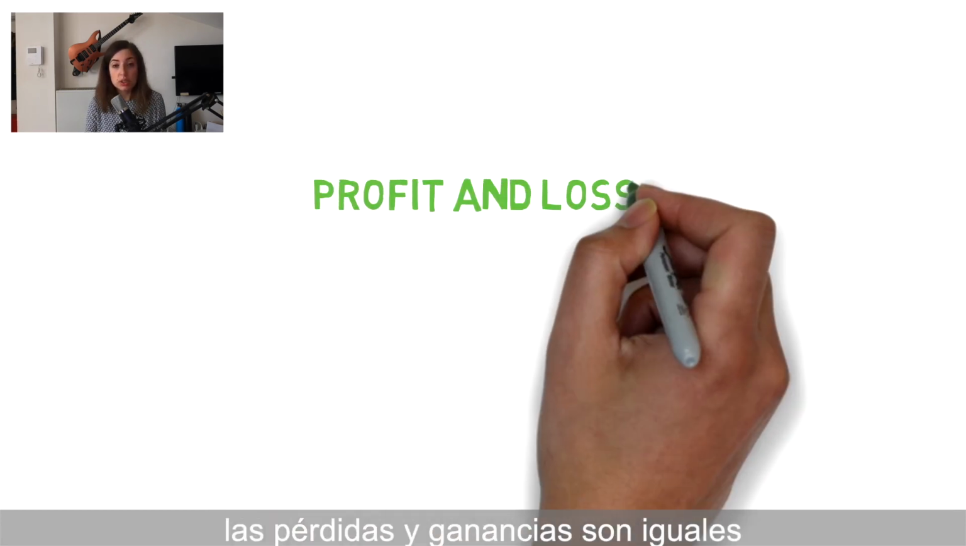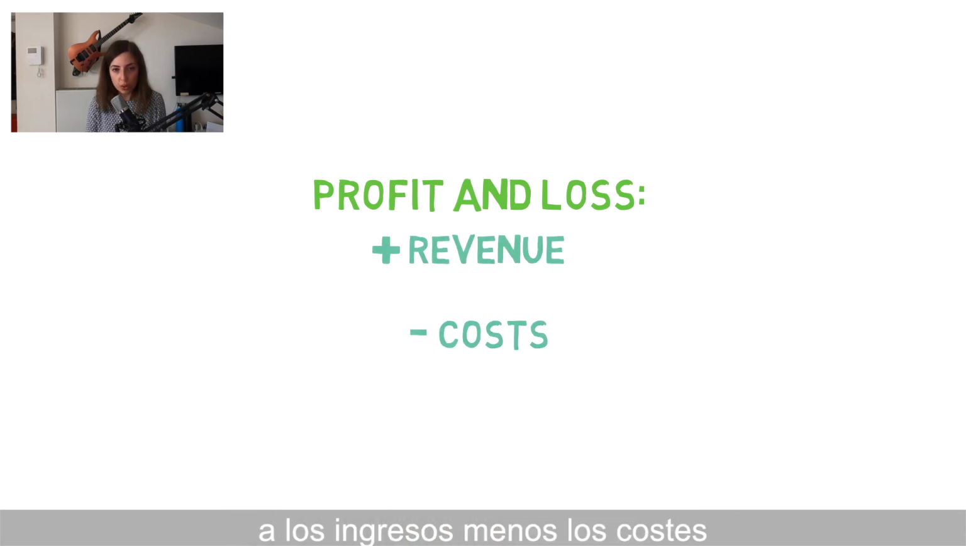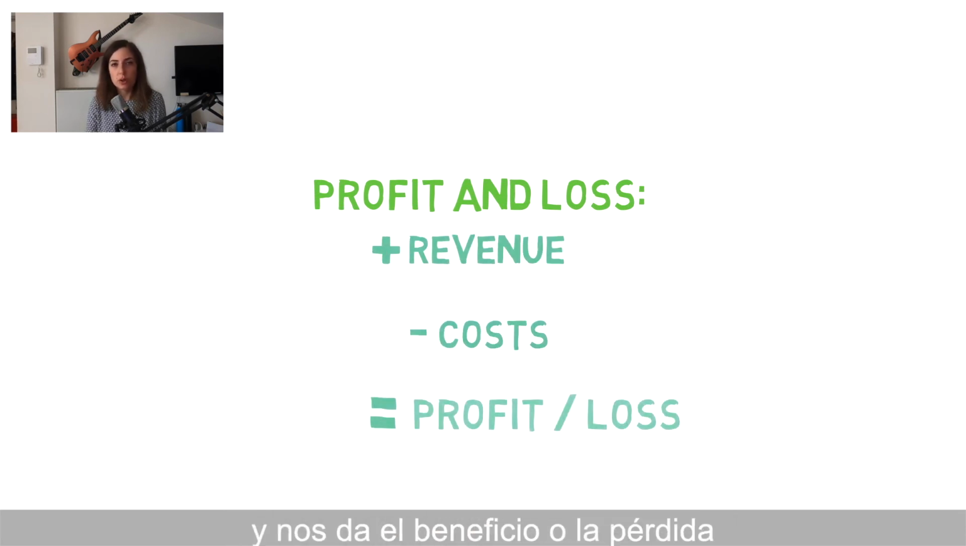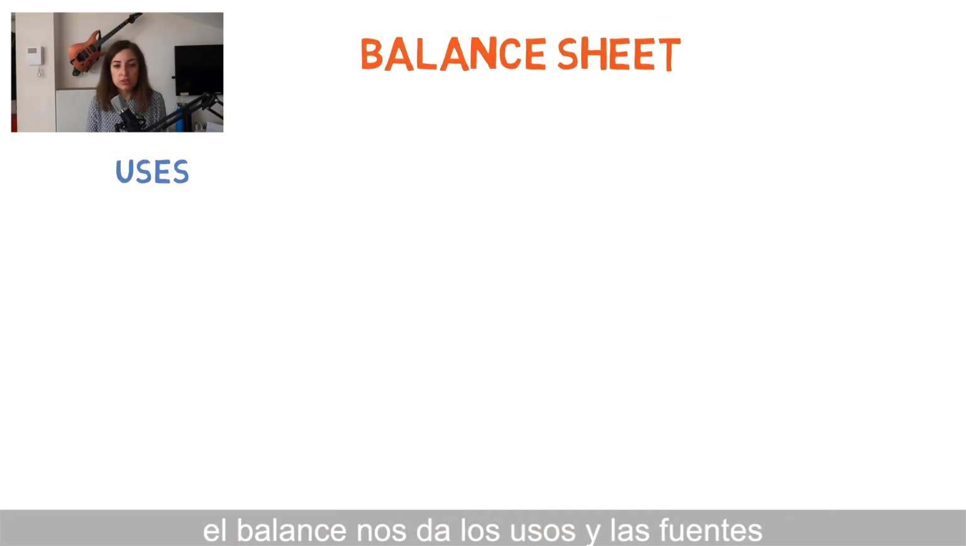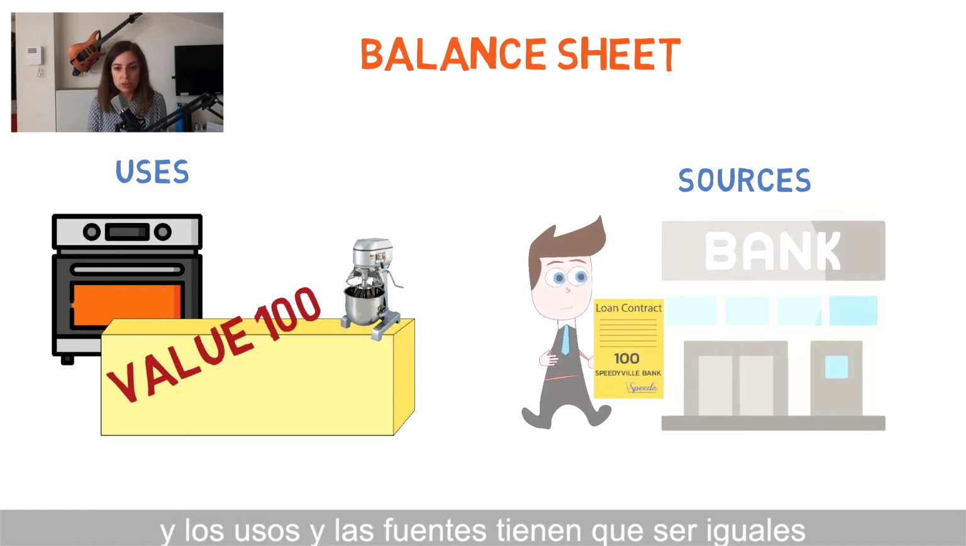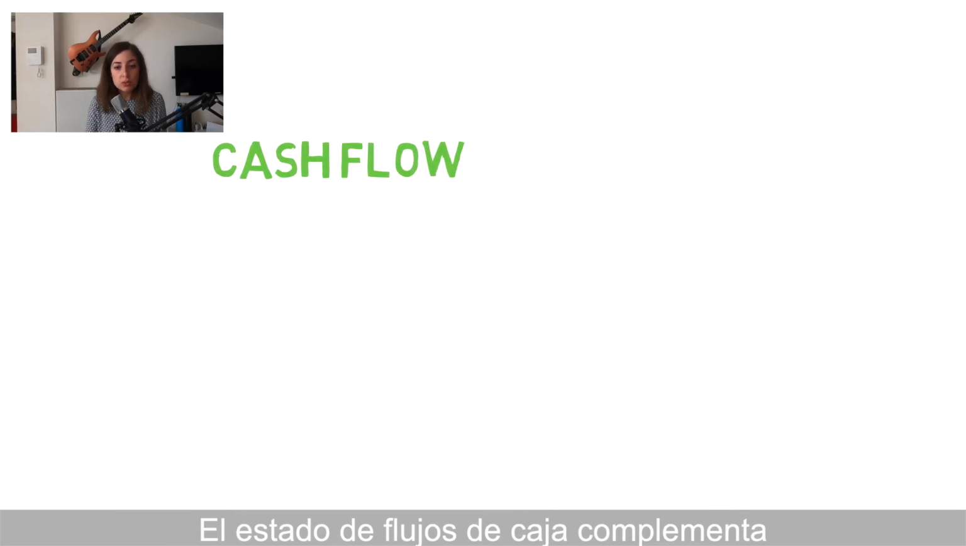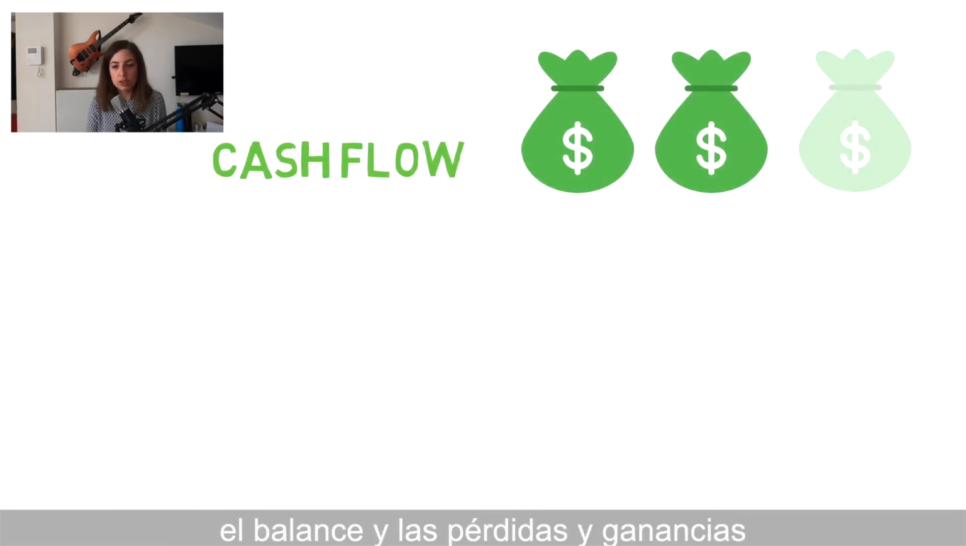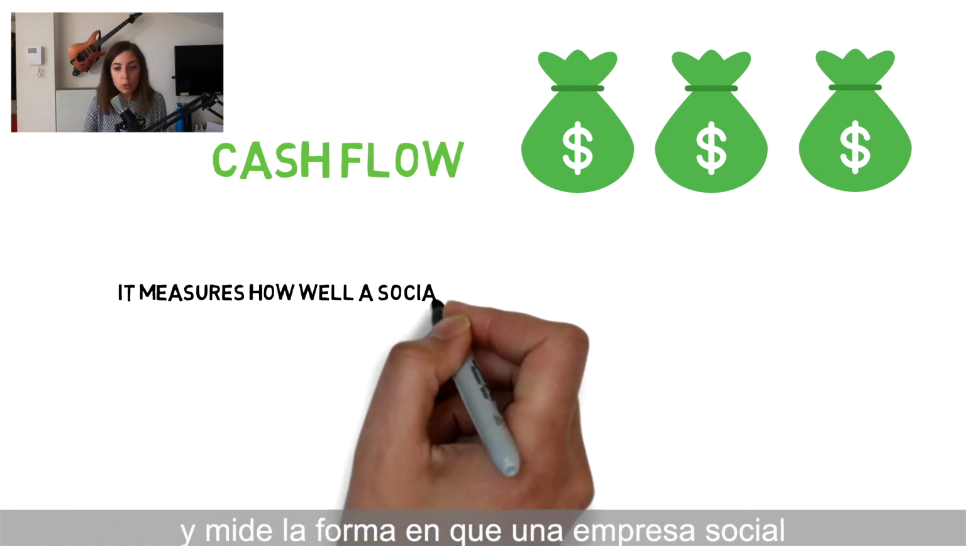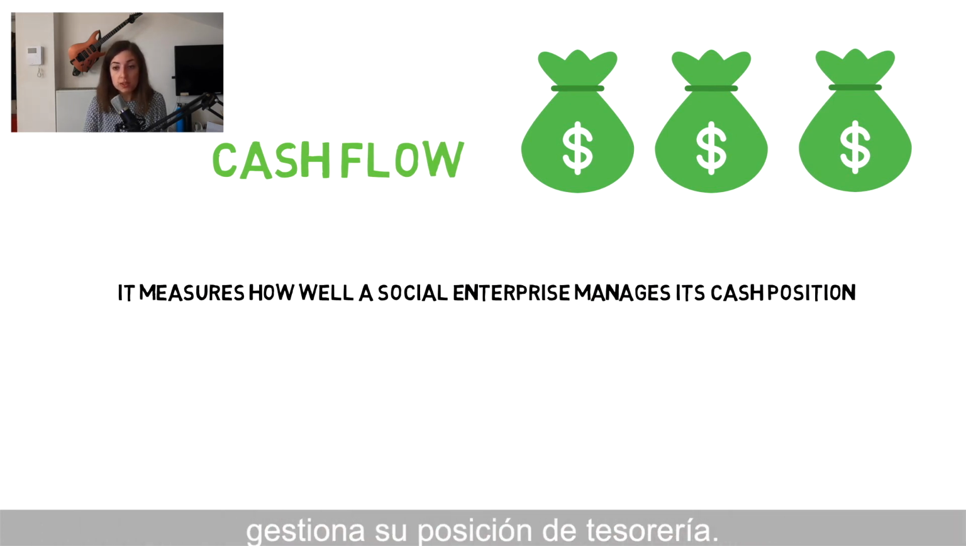Profit and loss is equal to revenue minus costs and gives us the profit or the loss that the company will have. The balance sheet tells us that uses and sources have to be the same. The cash flow statement complements the balance sheet and the profit and loss and measures how well a social enterprise manages its cash position, meaning how well the social enterprise generates cash to pay its debt, sources, and fund its operating expenses, costs.